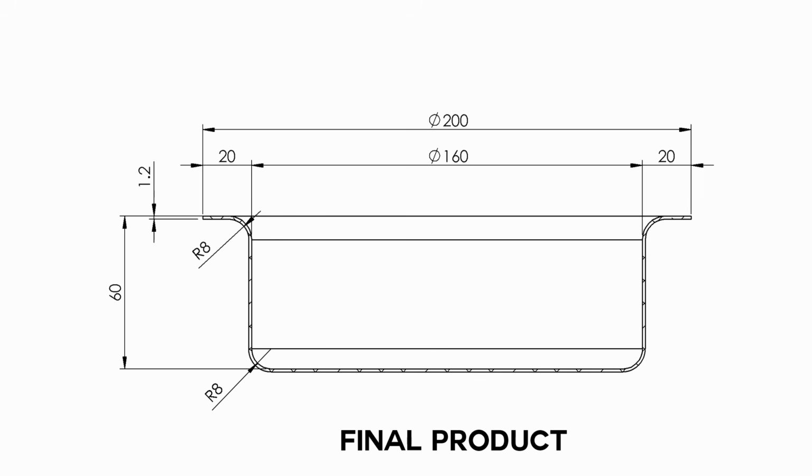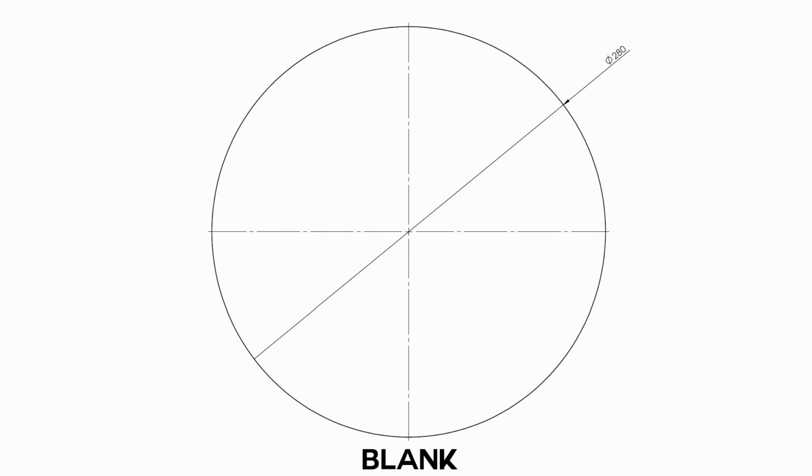So the final product dimensions after the drawing process are: depth 60 mm, inner diameter 160 mm, flange width 20 mm, and sheet thickness 1.2 mm. The flange and bottom corner radius are 8 mm, to be maintained by the die and punch edge radius. And before the drawing process, the blank size, the flat circular sheet, has a diameter of 280 mm.